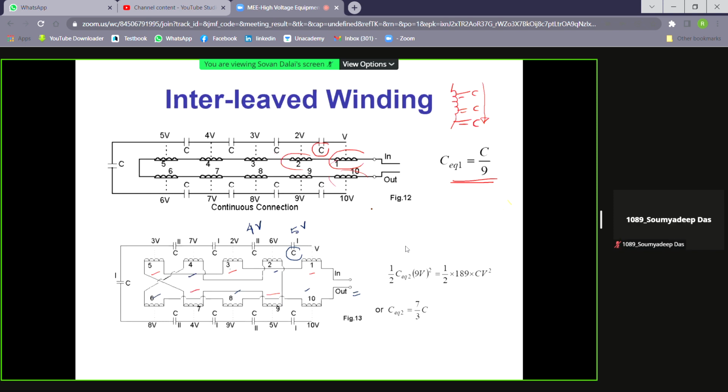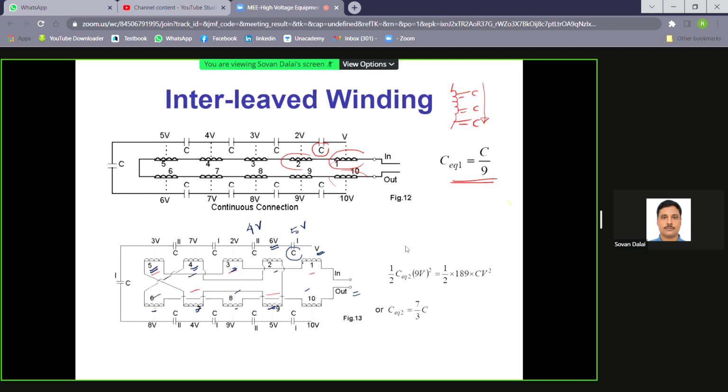Yes. Because when we are connecting 1 with 3, if it is V, then 3 is 2V, then 5 is 3V, 7 is 4V, 9 is 5V. When you come to position 2, then 2 is 6V, 4 is 7V, 6 is 8V, 8 is 9V, and then 10 is 10V.